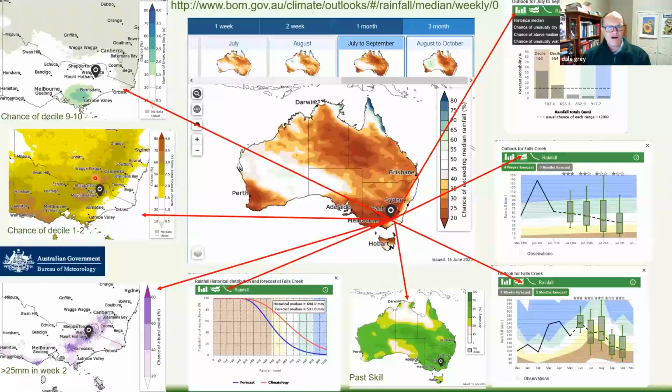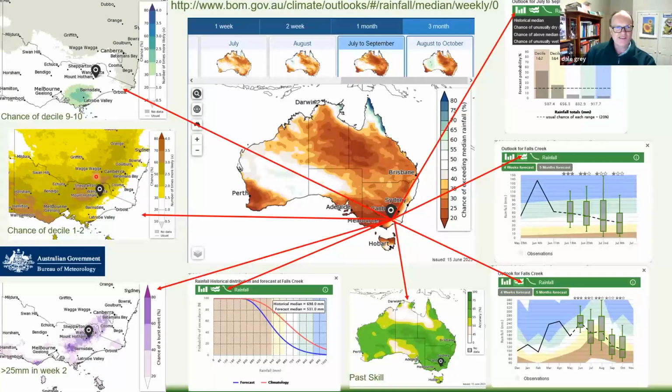Now, our own Bureau, I reckon, has gone from having some of the, well, let's not say Mickey Mouse, that wouldn't be fair commentary, but simplistic forecast information to easily now having the most information about their model anywhere in the world.